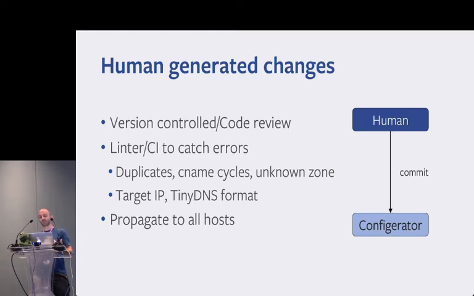So we can also run linters and continuous integration where we're going to catch some of the common errors and give actionable items. Things we can detect are like CNAME cycles, somebody putting a name which is not in any of our zones, maybe a typo, or an IP address which is not one of the Facebook IP ranges, or TinyDNS formats or whatever. Once it's landed, it goes into our configuration system that we call configurator, and then it gets deployed, propagated to all the hosts that actually subscribe to that configuration.